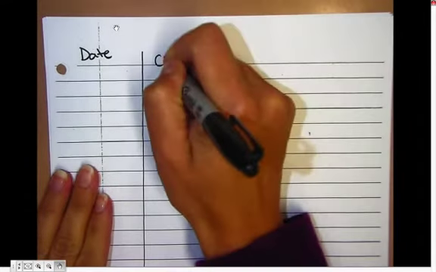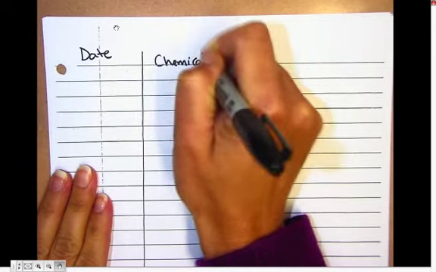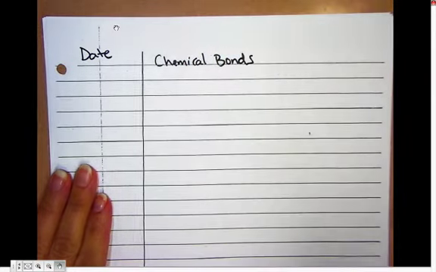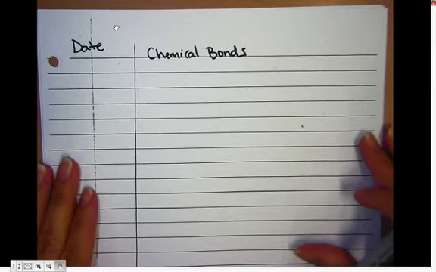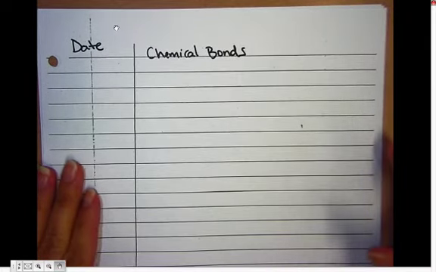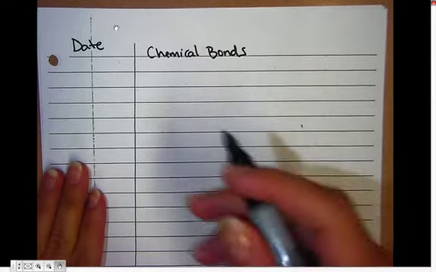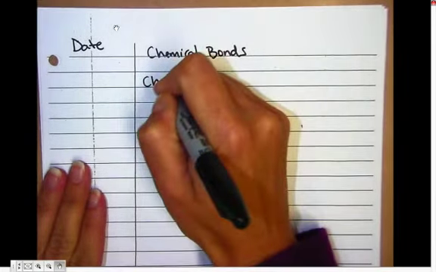All right, this is the chemical bonds notes, and this is part of Module 2, and so we're going to take some Cornell notes on what chemical bonds are and the different types of chemical bonds.